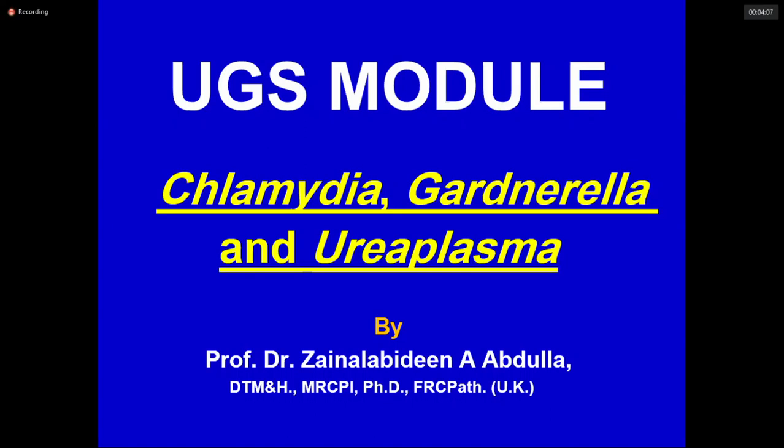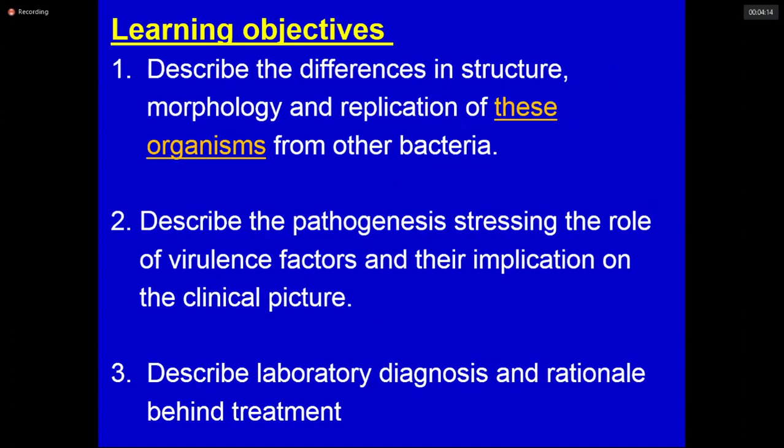Today we will speak about three microorganisms, three bacteria, which are very important in relation to UGS: Chlamydia, Gardnerella, and Ureaplasma. The learning objectives of this lecture are to describe the differences in structure, morphology, and replication of these three bacteria from other bacteria. So these are a special entity of bacteria, not the usual ones that we know.